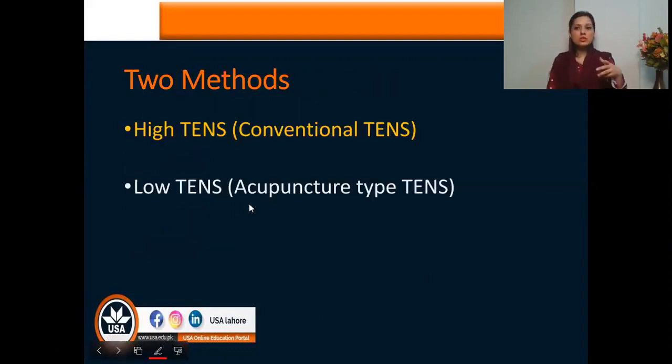Now, moving towards the two commonly used methods, according to Clayton, TENS has been divided into two main categories, that is high TENS and low TENS. High TENS is conventionally used, while low TENS has a low frequency, and it is going to follow the mechanism of counter irritation and cause the descending pain suppression system. How and why, I'll tell you soon. So this one is going to have slightly poor compliance.